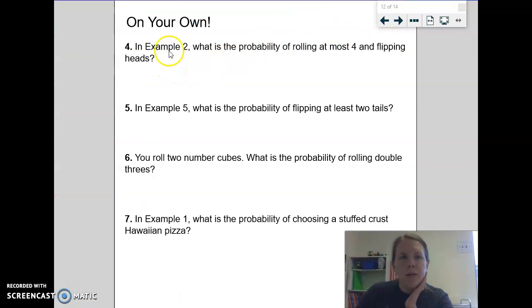So your first one, 4, it says example 2, what is the probability of rolling at most 4 and flipping heads? So at most 4, so you're going to want things 4 and smaller. Okay, that one sounds good. And example 5, what is the probability of flipping at least 2 tails? We can do that one. Number 6, you roll 2 number cubes. What's the probability of rolling double 3s? Okay. Wow, that one's going to be a lot. In example 1, what's the probability of choosing a stuffed crust Hawaiian pizza?